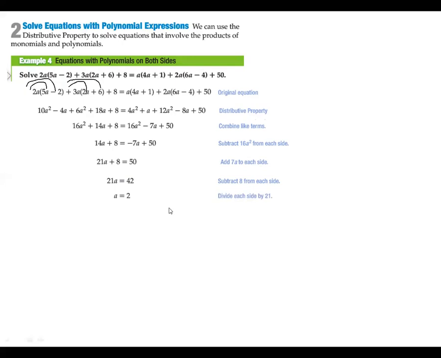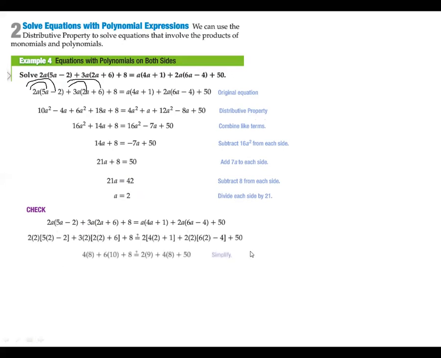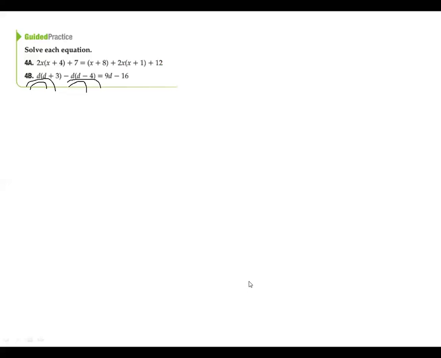All right, and you can always check these by substituting what you get into the original equation. That's going to take some simplification. It looks kind of crazy plugging in all those 2's, but if you multiply and simplify it down, you end up getting 100 equals 100.